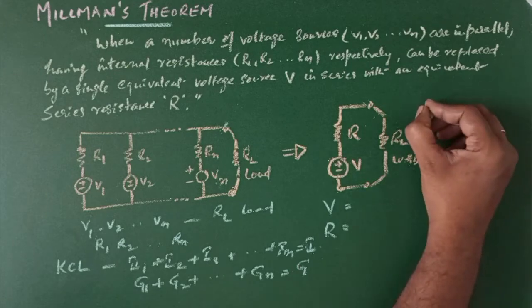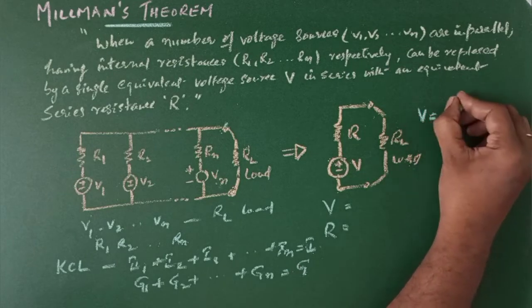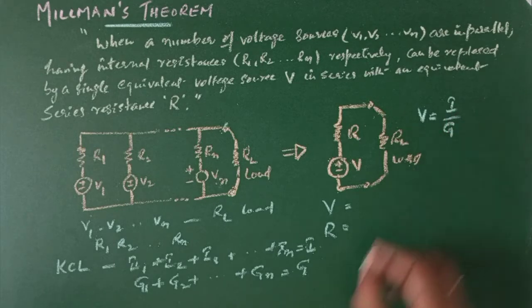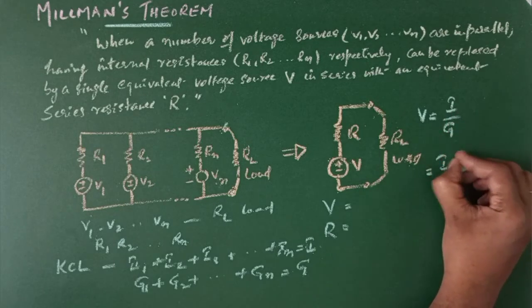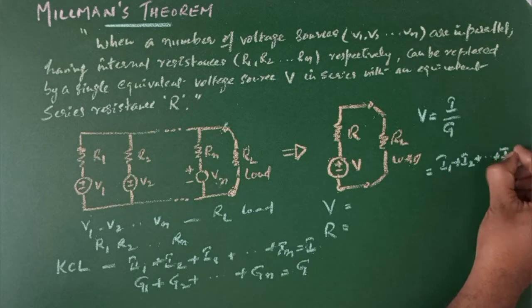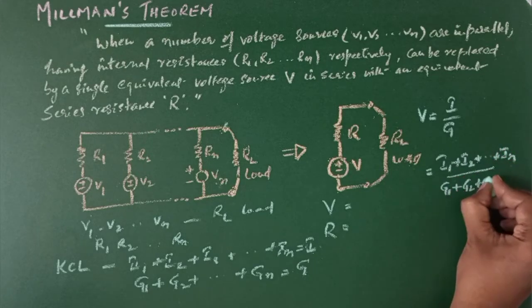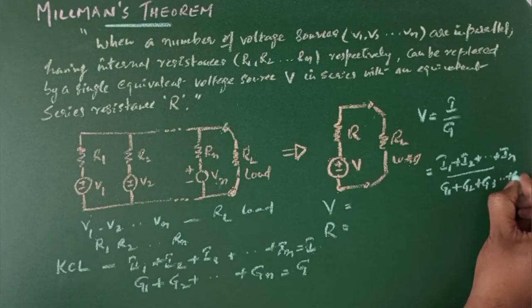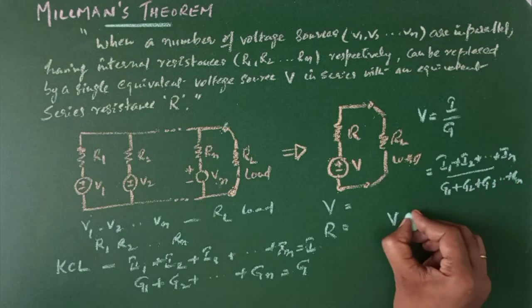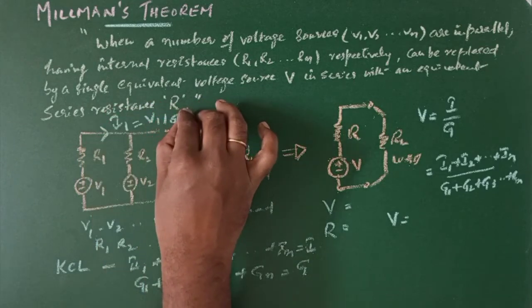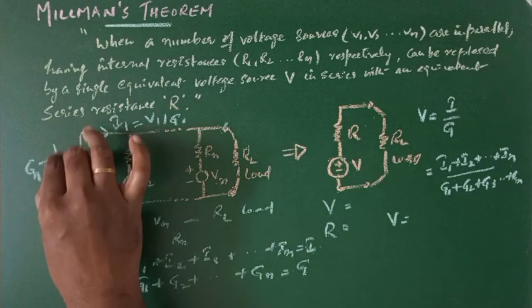The voltage V is equal to the total current I flowing through this divided by the conductance G. V is I1 plus I2 and so on In divided by G1 plus G2 plus G3 and so on Gn. Then V equals this. Let this be I1, V1 divided by G1, where G1 is 1 by R1.